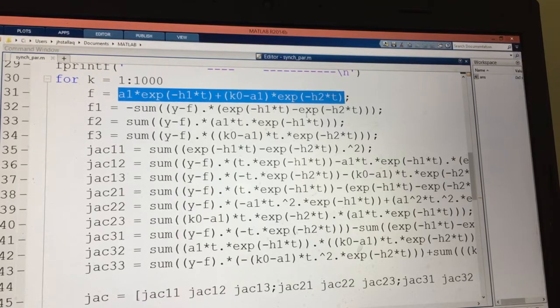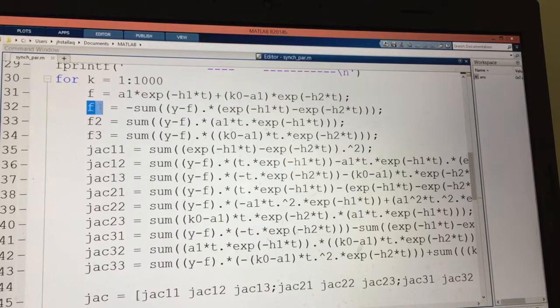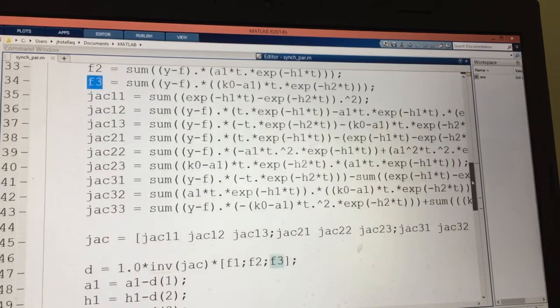Then we take the derivative of that index with respect to A1, with respect to H1, and with respect to H2. So these are the first. F1 represents the derivative of the index with respect to A1. F2 the derivative of the index with respect to H1. F3 the derivative of the index with respect to H2. You'll get these ones. Then we calculate the Jacobian.